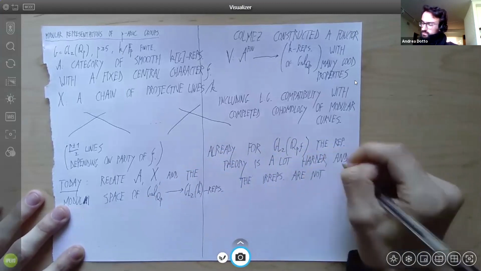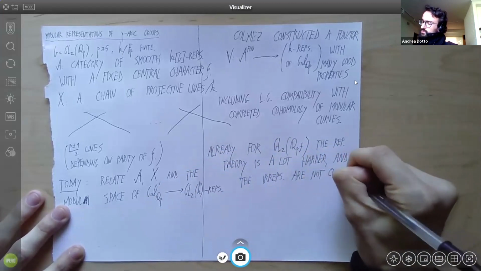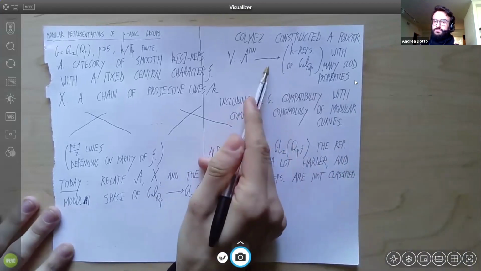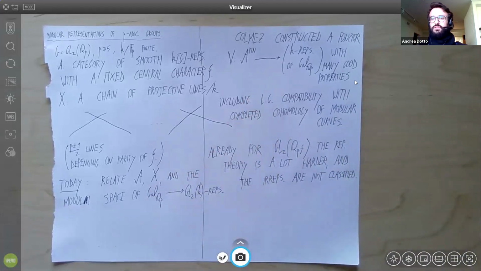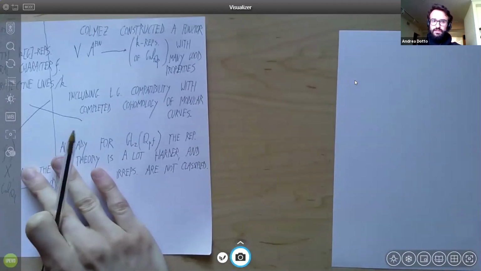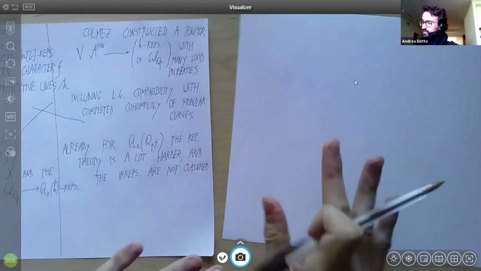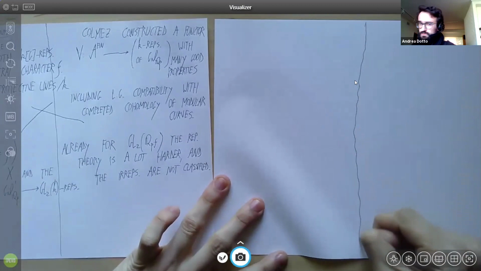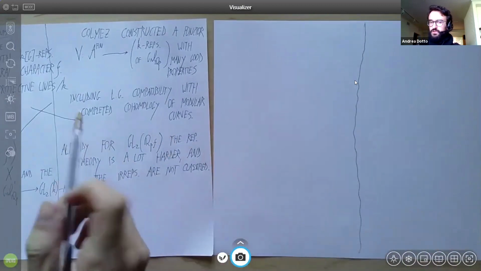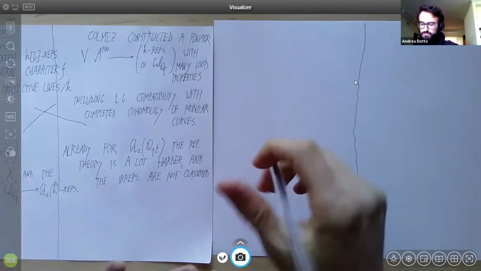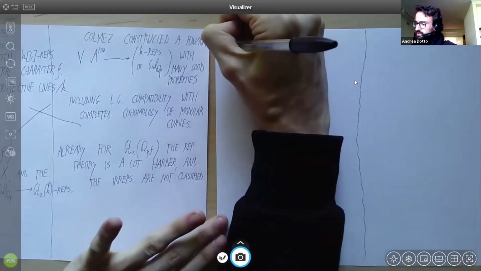So what one tries to do is to look for properties of the functor that we already know that have some hope of generalizing to other groups. And the property that I want to focus on today has been proved by Paskunas. And it has to do with the structure of this category A of representations. So Paskunas proved that V induces a bijection.